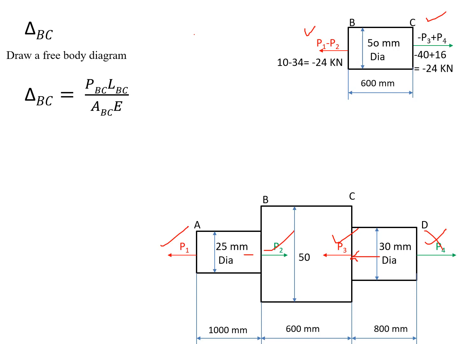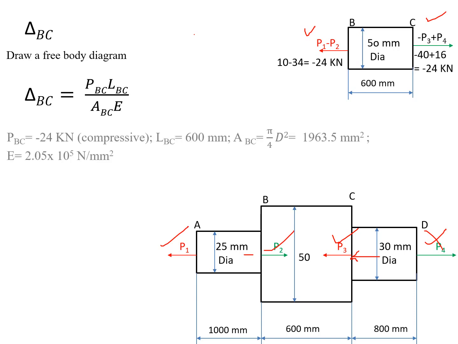Similarly, minus 40 plus 16, which is equal to minus 24. So here P of BC equals minus 24, which means the net force is acting as a compressive force. That is, PBC is minus 24 kilonewton, and the length of the BC section is given in the data.